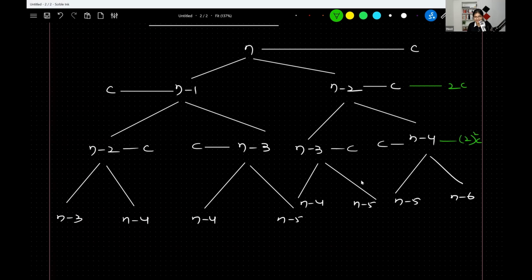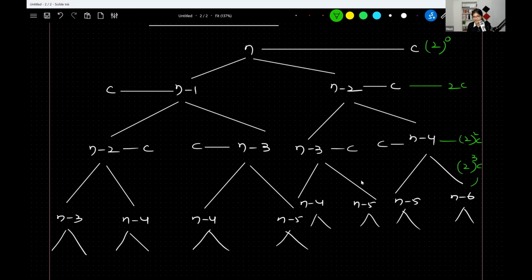Similarly, if you do the same task in the level below, you will observe that in the next level you get 2 raised to the power 3 into C, and so on. This process will keep on going. Initially it is 2 to the power 0 into C, 2 to the power 1 into C, 2 squared, 2 cubed, and so on. This is what we call a recursive tree, where the recursion is happening, meaning similar things keep on repeating here.